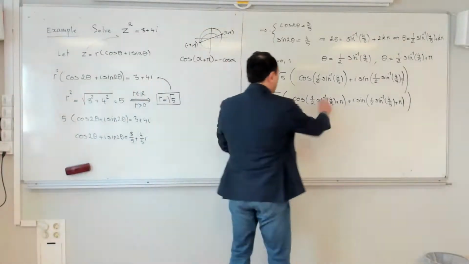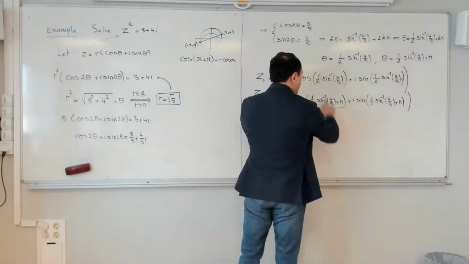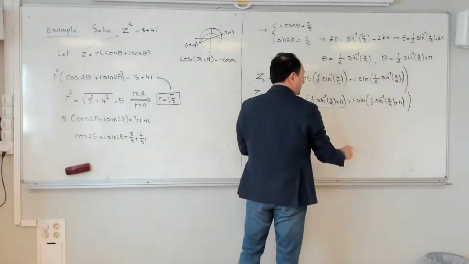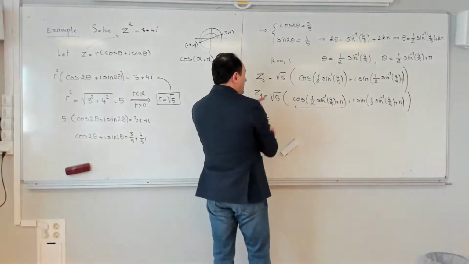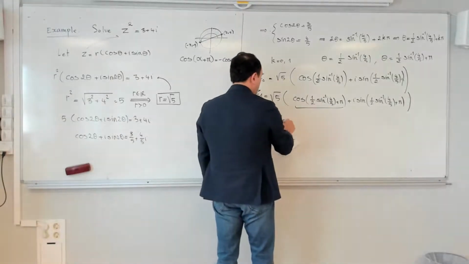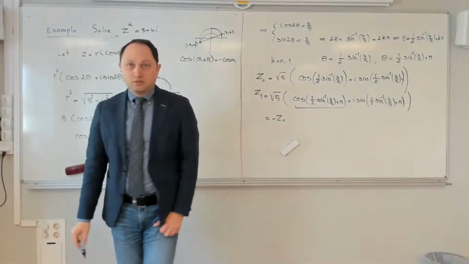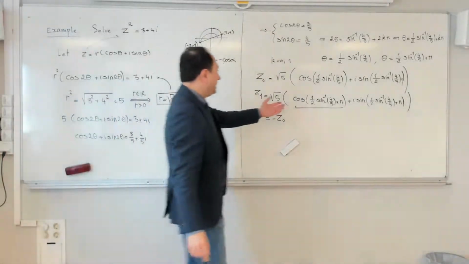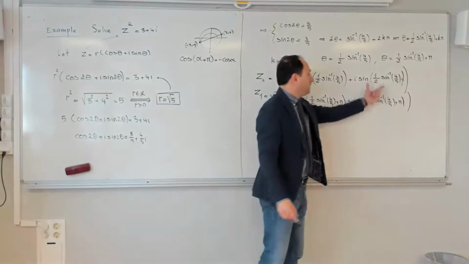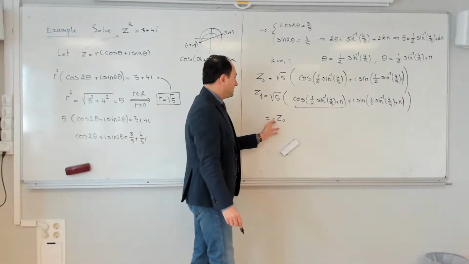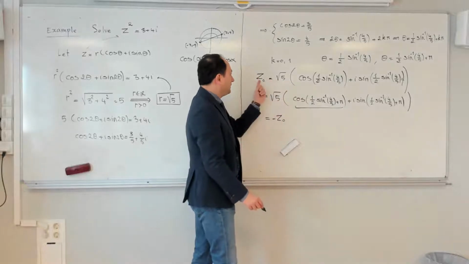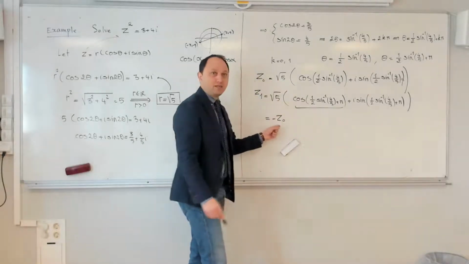So instead of writing this, I can put this one with a minus sign and this one with a minus sign, and I can factor the minus sign out. If I factor the minus sign out, it becomes minus z naught. Yes? So this becomes negative of this number, this becomes negative of this number. I pull the negative sign out, and then what is left is negative of z naught. So one of the answers is z naught, the other answer is minus z naught.